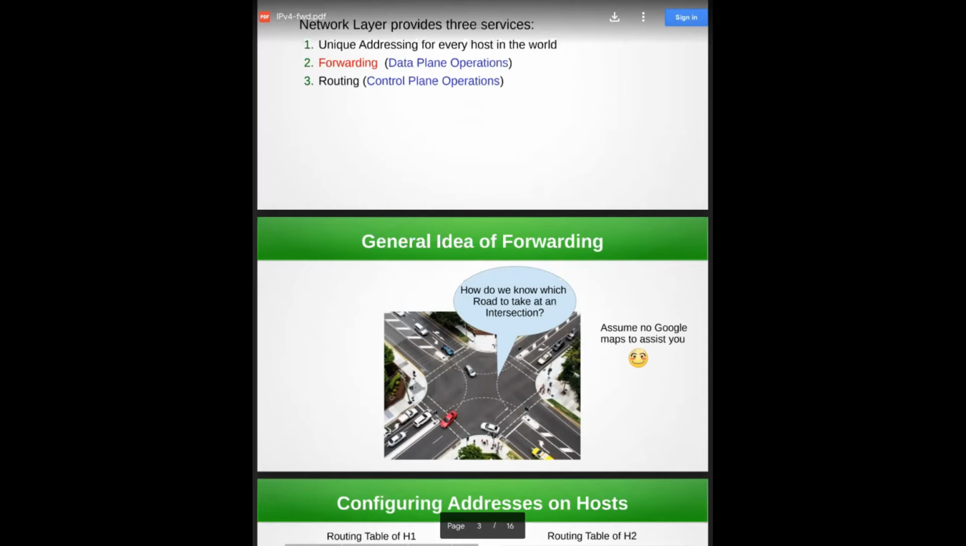And forwarding is exactly the same in some sense. Basically, every intersection you can think of as a router. So the datagram is sent. Please remember, we call this hop by hop forwarding or store and forward, which is what we discussed as part of packet switching also.